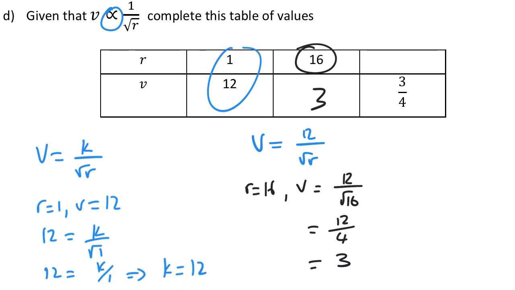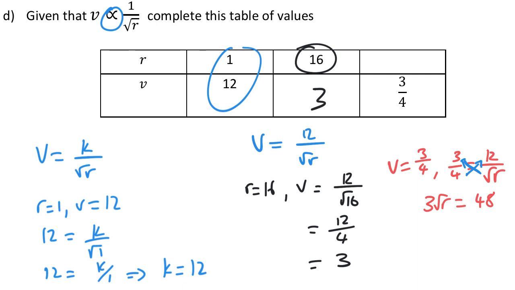And then the last part, what we have is that v equals 3/4. So we've got 3/4 equals 12 over the square root of r. So what you might want to do is cross multiply, and we get 3 square root r equals 12 times 4, so 48. So just to be clear, we've multiplied the bottoms up.